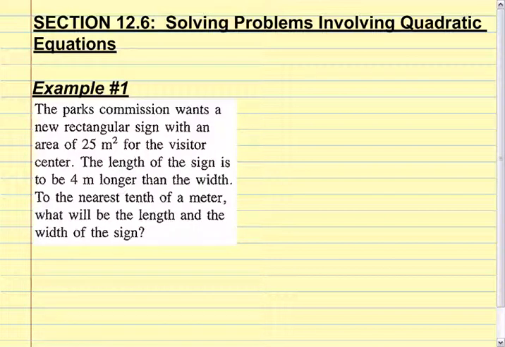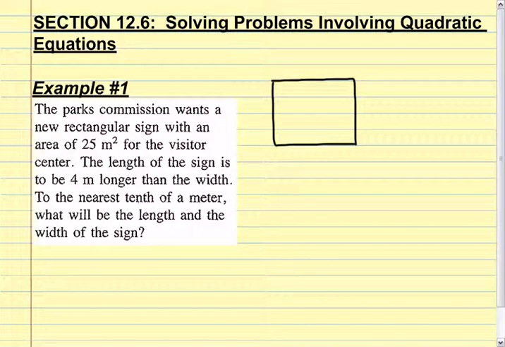If you look at example number 1, it says the Parks Commission wants a new rectangular sign with an area of 25 meters squared for the visitor center. Okay, so I know it's going to be a rectangular sign. The length of the sign is to be 4 meters longer than the width. So if this is the width, then the length needs to be 4 plus the width, right? Now, to the nearest tenth of a meter, what will be the length and the width of the sign?